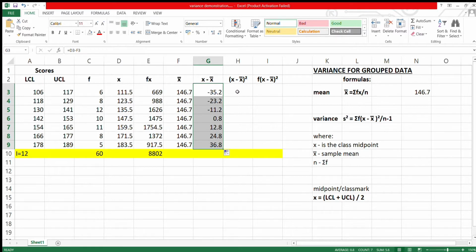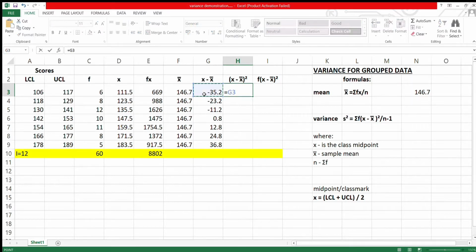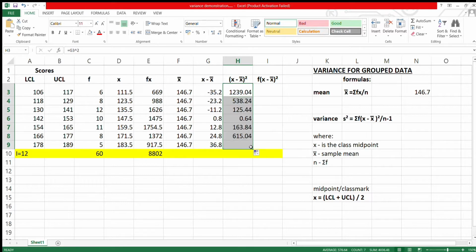Next in the formula, we need to square the difference of the class mark and the mean. So just multiply negative 35.2 by itself. Negative 35.2 times negative 35.2, we get 1,239.04. Do the same with the preceding numbers, but we just need to drag it down because we are using Excel.